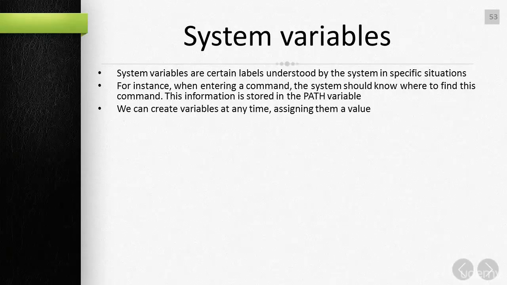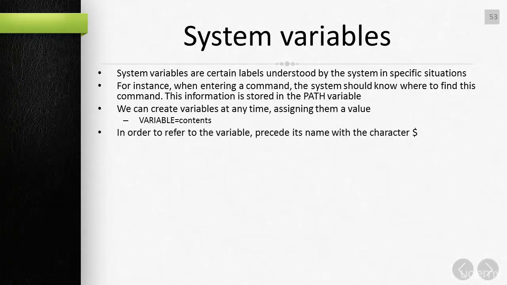In Linux, just as in Windows, you can add new system variables at any given moment. You just need to assign them a value. The principle you should follow is variable equals content. It's good to precede it with the keyword export, which means that the variable is available in a single terminal. When you make a reference to a variable, you need to precede its name with the dollar symbol. In Windows, you should type %. For example, if you want to reference the PATH variable in Windows, you should type %PATH%, and in Linux, $PATH.